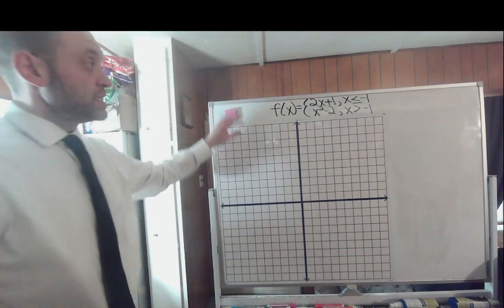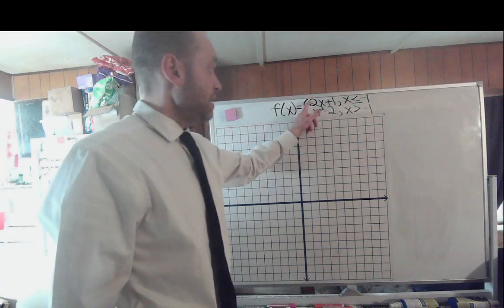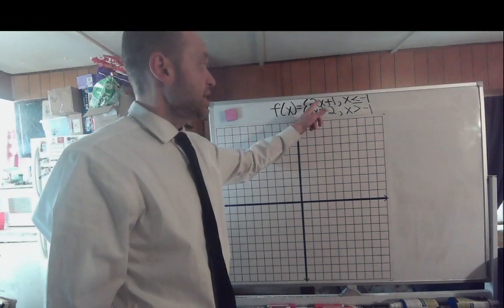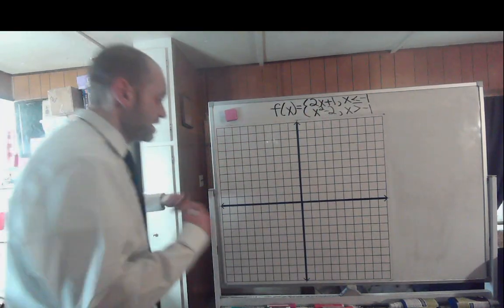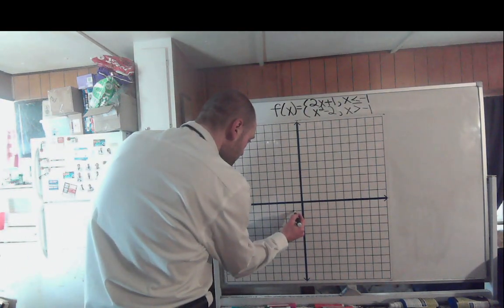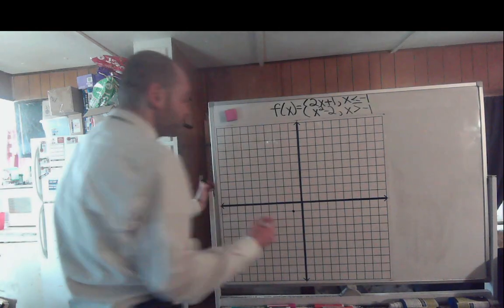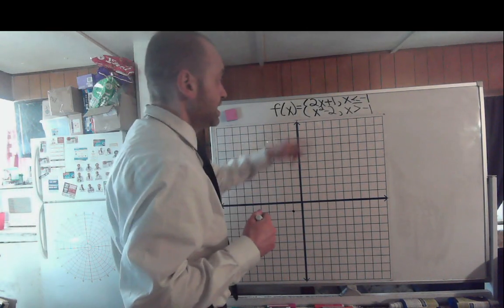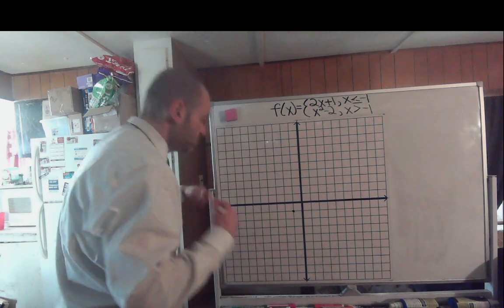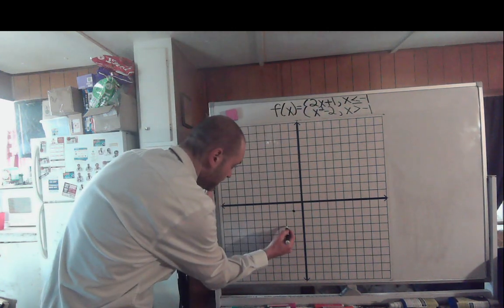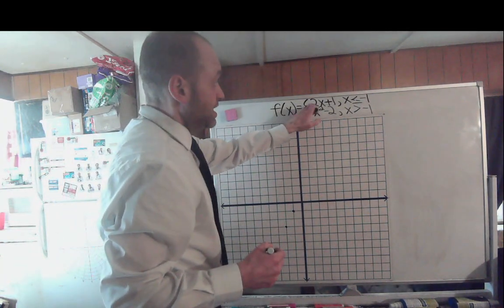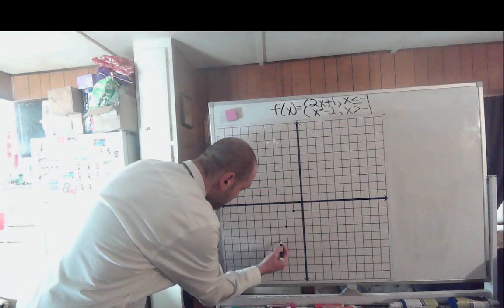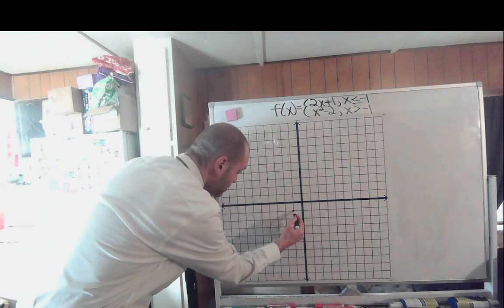So let's put in negative 1 for the top part here. If I put in negative 1 for 2x plus 1, I get negative 2 plus 1, which is negative 1. Alright, now, what about if I put in negative 2? I get negative 4 plus 1, which is negative 3. If I put in negative 3, I get negative 6 plus 1, which is negative 5, and you see how this is going here.